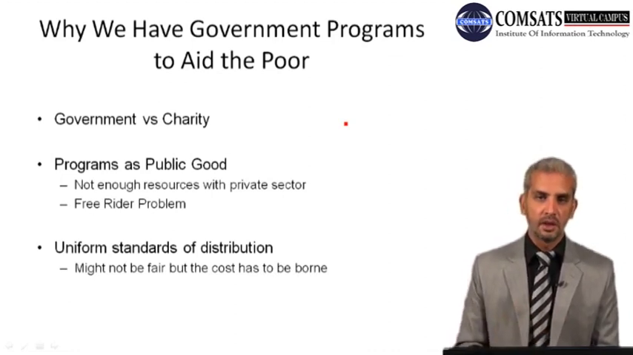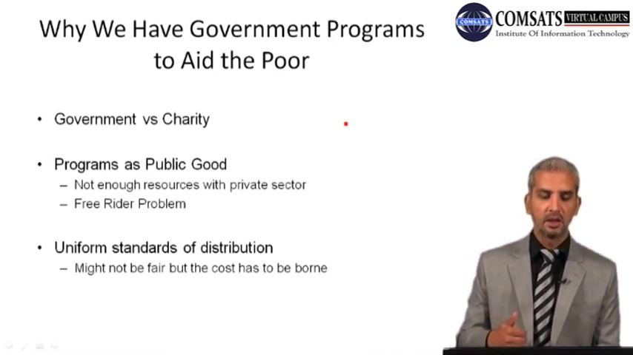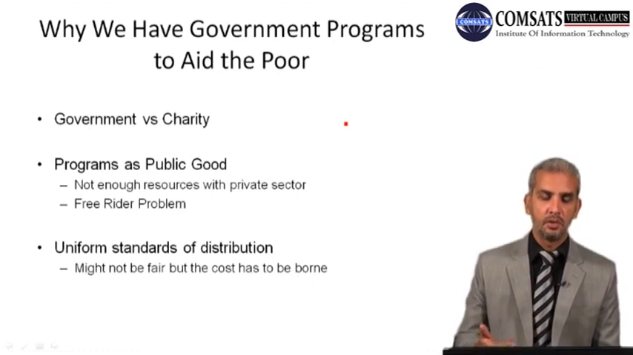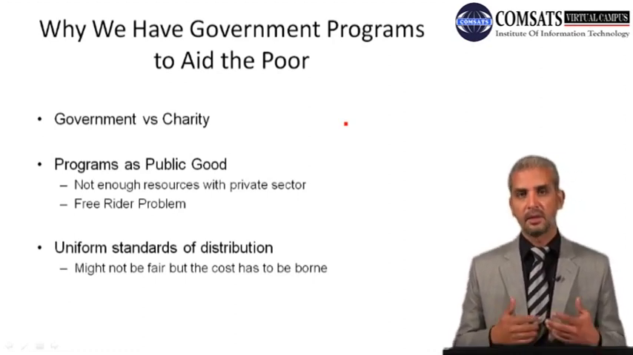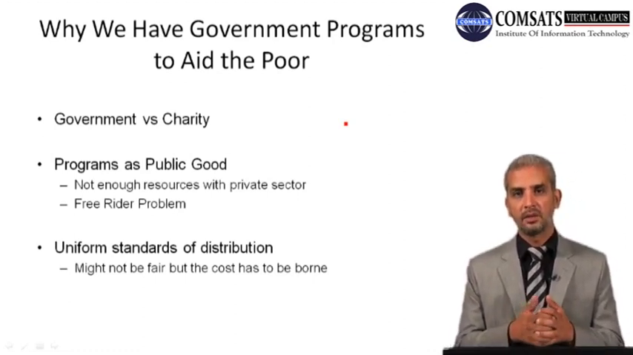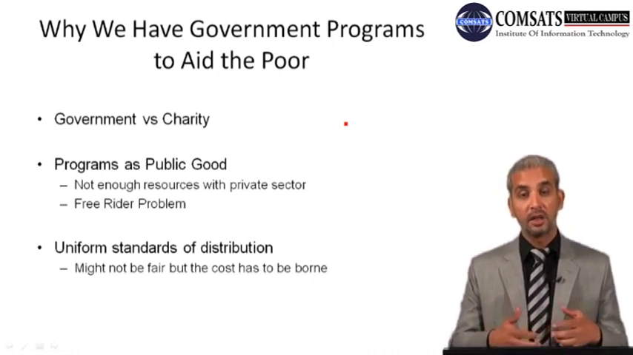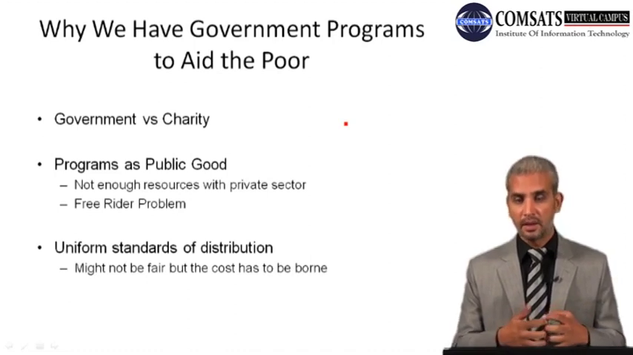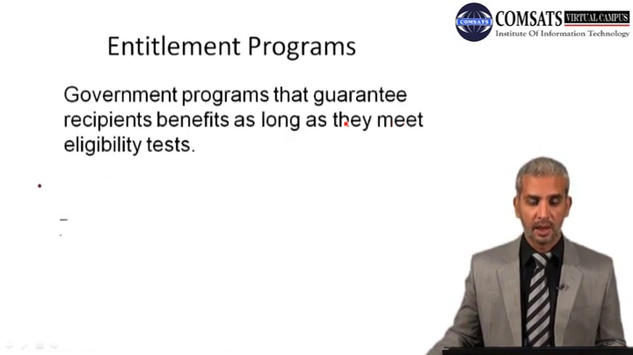And these are a few of the reasons that we have been discussing for government programs to aid the poor. And then there are no uniform standards, because there are uniform standards of distribution, and they might not be fair for certain individuals, but that is the price that we have to pay.